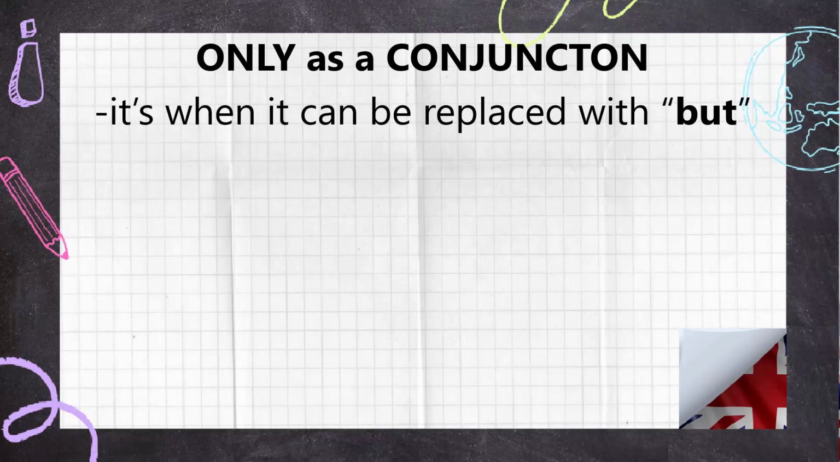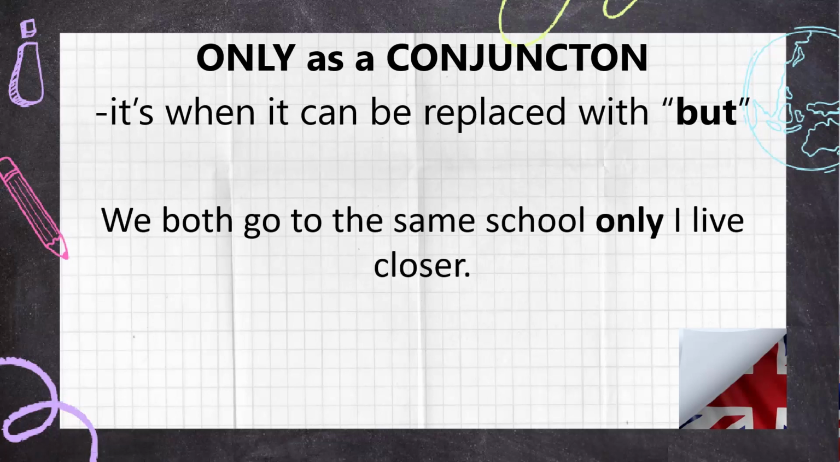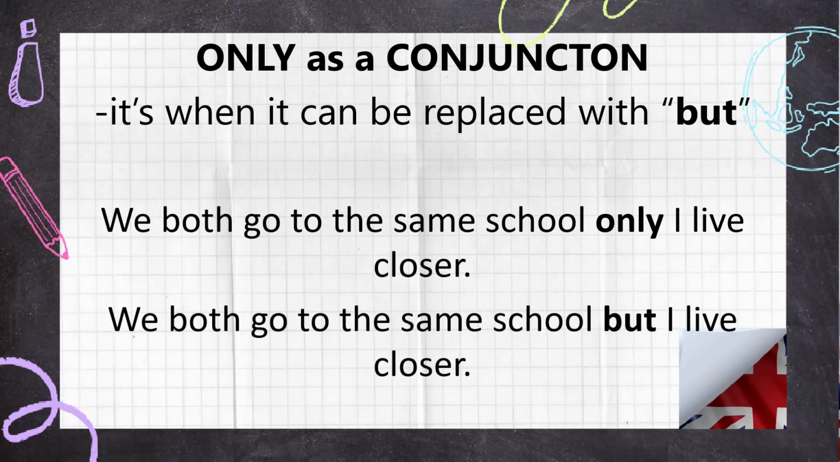It's when it can be replaced with but. We both go to the same school, only I live closer. We both go to the same school, but I live closer. So now we can replace only with but. And we know that only is a conjunction.